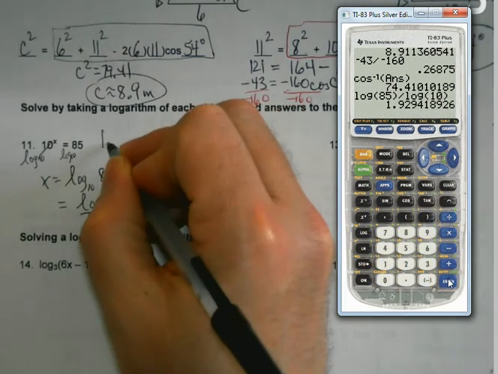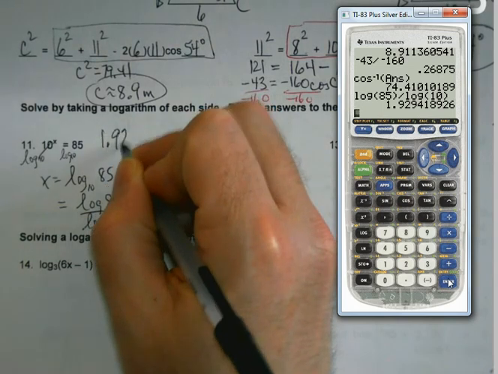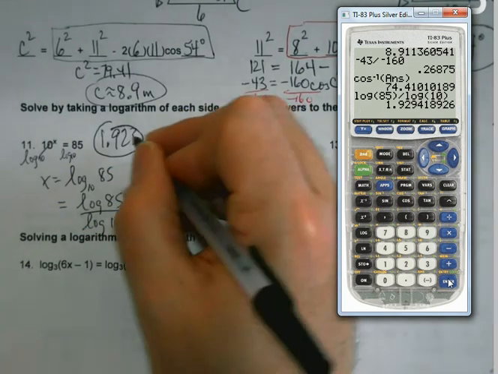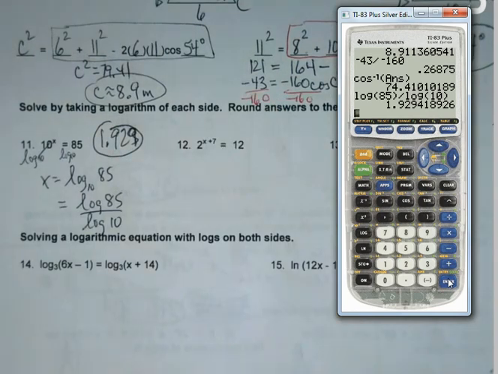Okay, the nearest thousandth means we're going to 3 decimal places. And why did I just write 9? Here, that's 9.